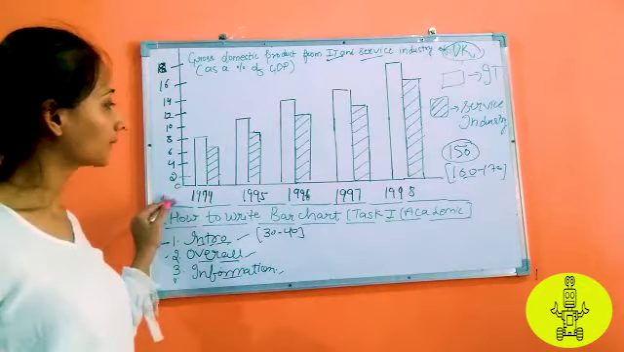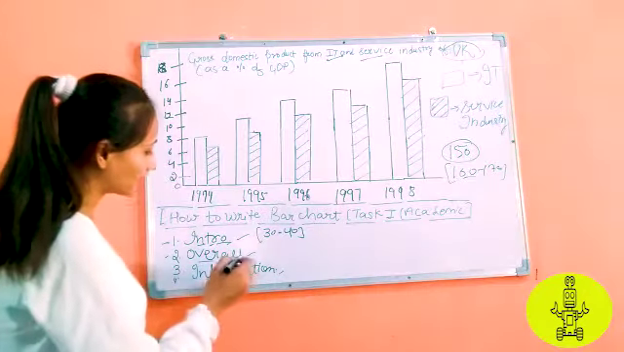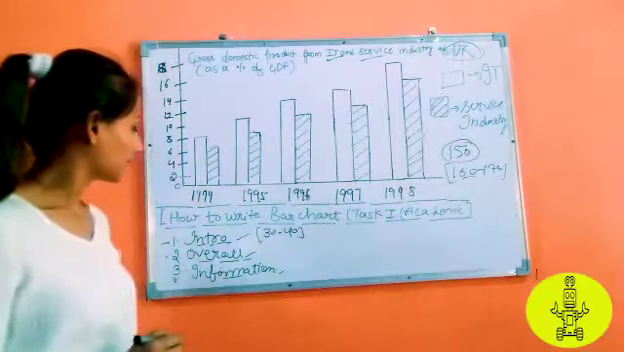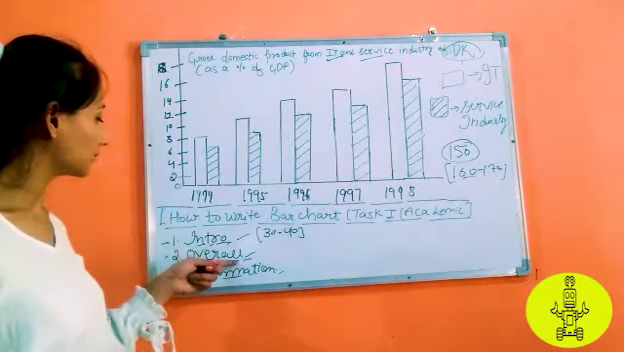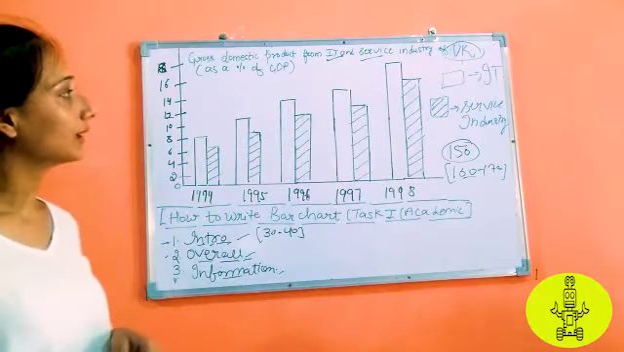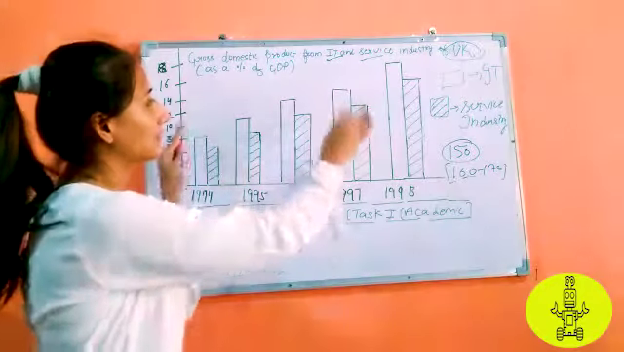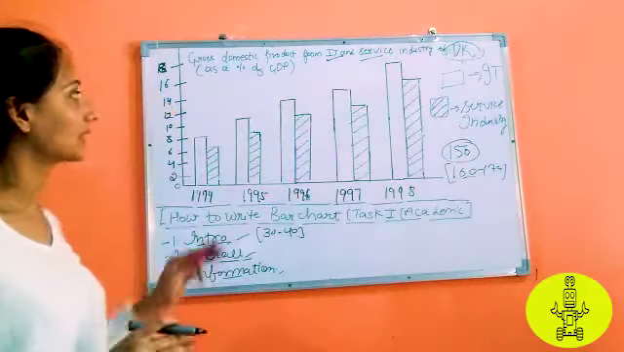After that, the second part is the overall. First is the intro. Now you need to write down the overall. How can you write down the overall? Exactly what this whole chart is showing.